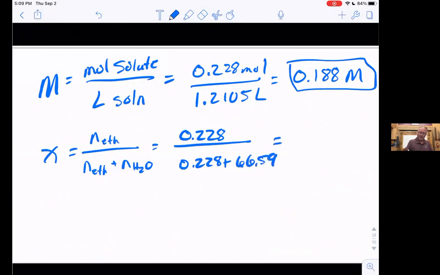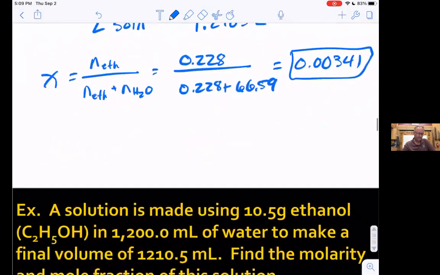And I get my mole fraction. Mole fraction here would be 0.00341. And there are no units for mole fraction. It's just a ratio, so you've got moles divided by moles, and they cancel out. So this is definitely something you'll have to do. We will ask you to calculate mole fraction. In fact, in your homework, there are several of these asking you to calculate mole fraction and molarity. And they're used basically to tell you what the concentration of the solutions are.